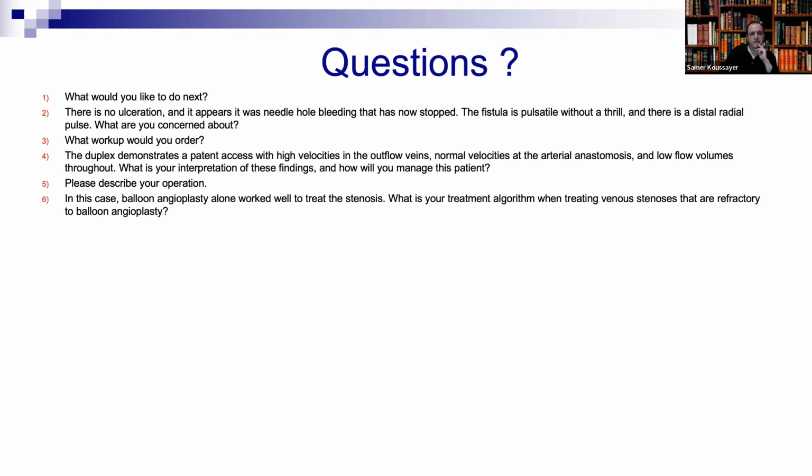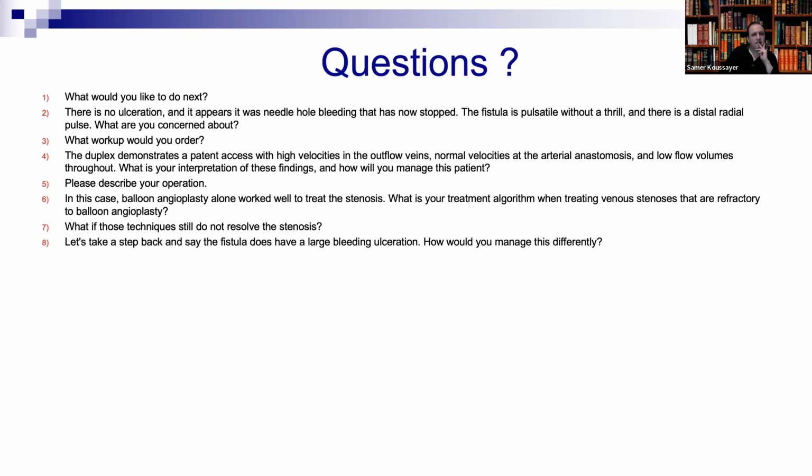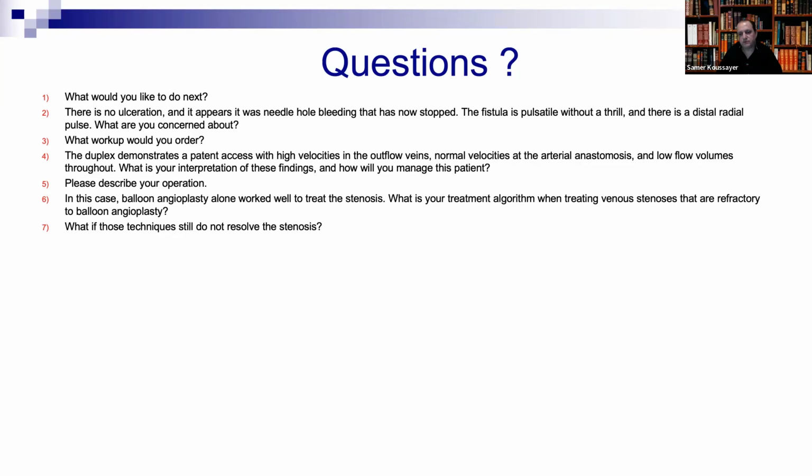All right. Venous angioplasty alone may not work well for treating stenosis. What's your treatment algorithm when treating venous stenosis that is refractory? We just mentioned that. What if the techniques still do not resolve the stenosis? Then what do you do? I mentioned the stenting. If you cannot stent, if I cannot cross, I mean, this is a problem. Okay. So if you cannot cross, what do you do? If I cannot cross, I have to ligate this fistula.